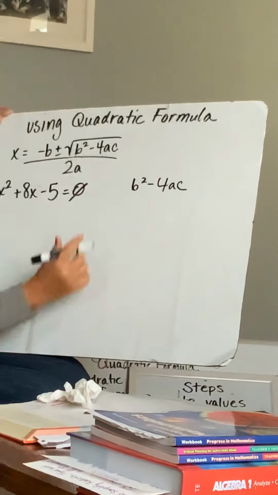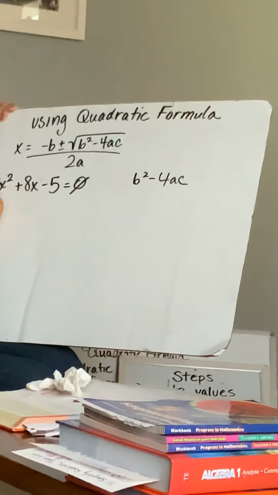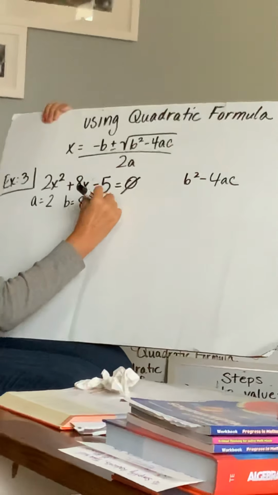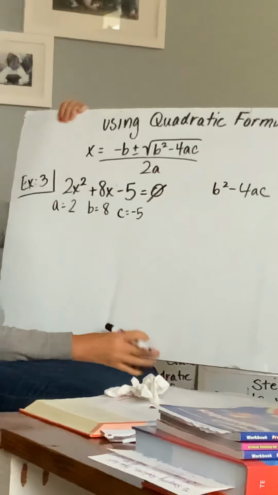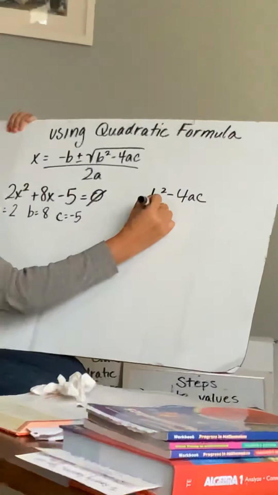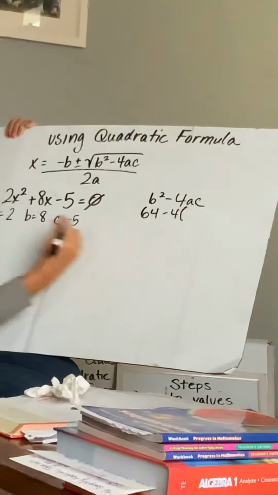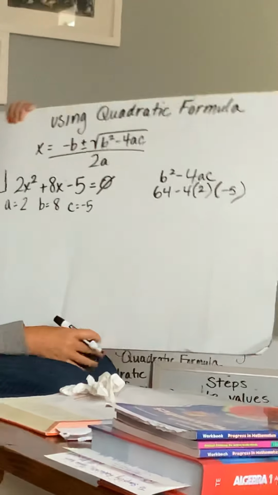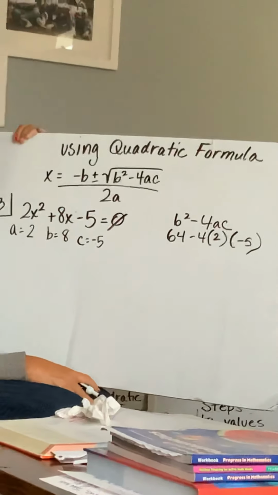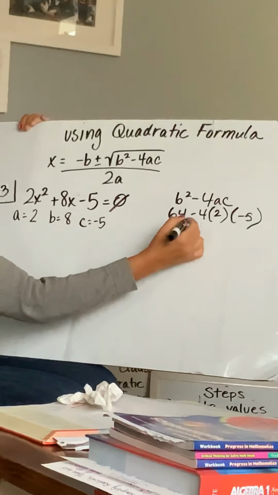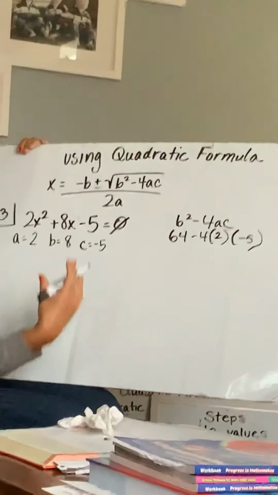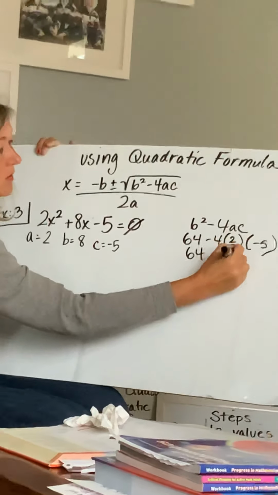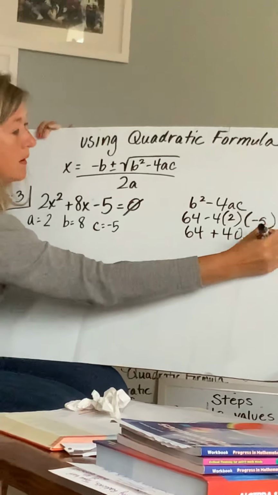All right, so A equals 2, B equals 8, C equals negative 5. So B squared, 8 squared is 64, minus 4 times 2 times negative 5. And yes, I want you to show all of this work. I do not want you to do that in your head. Okay, 64, what's negative 4 times 2? Negative 8. Negative 8 times negative 5 is 40, equals 104.